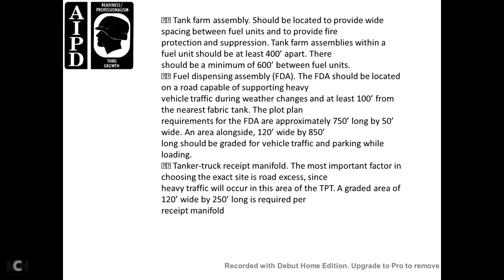Tanker truck receipt manifold. The most important factor in choosing the site is the road access, since heavy truck traffic will occur in the area of the tactical petroleum terminal. A graded area 120 feet wide by 250 feet long is required per receipt manifold.